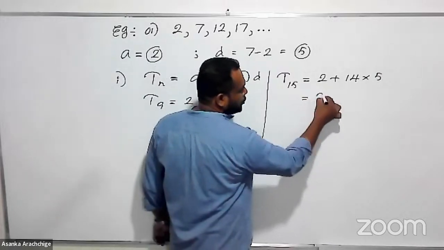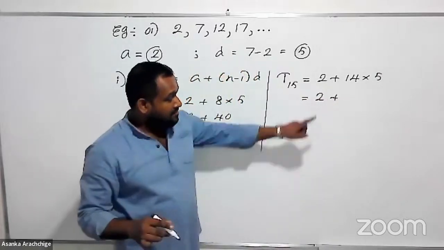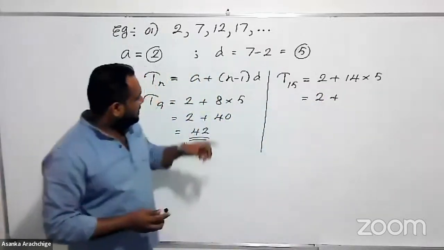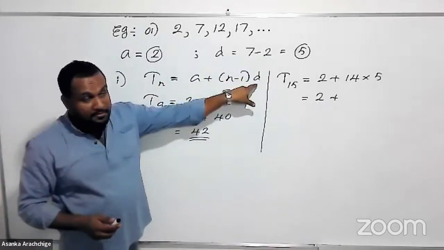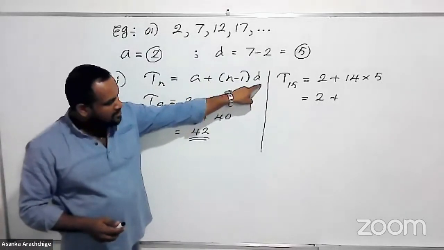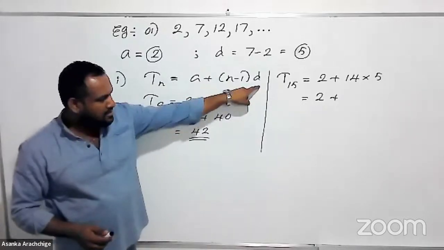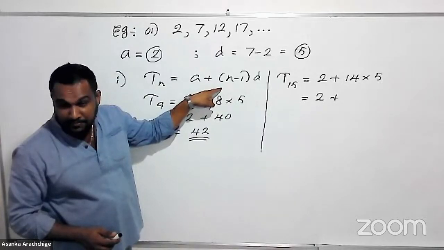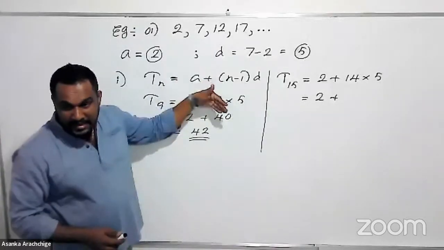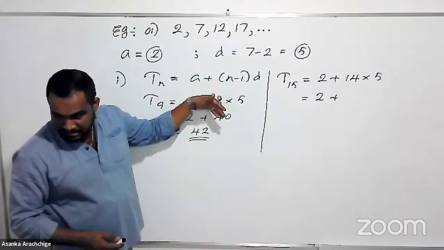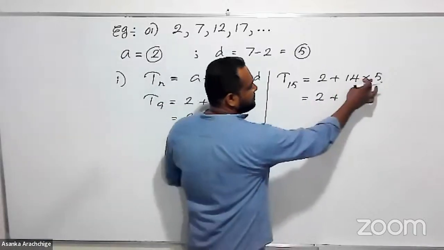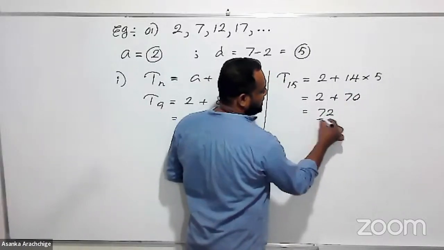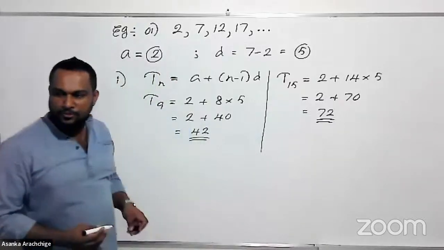Then 2 plus, okay, never add these two first. Here in the formula a plus n minus 1 times d, therefore first you have to simplify this part, no? That is the correct order, no? We have learned it for the first time in grade 7 and again in grade 9 and 10, no? Right. Then 2 plus 5 times 14, 70. Therefore, the 15th term is 72. Clear?